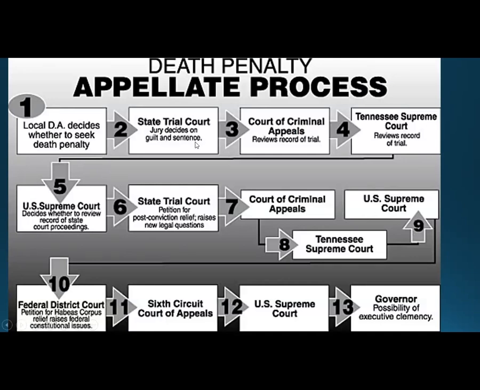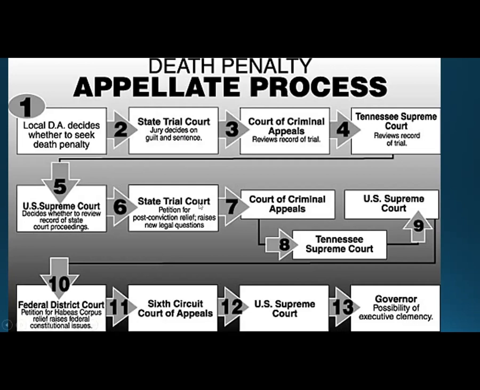So then at the state trial, the jury decides that somebody deserves the death sentence. Then you go to the criminal court of appeals, and they review the record. And if they say the death penalty is good, then it goes to the Tennessee Supreme Court. If they say it's good, then you follow it to the Supreme Court. They decide whether to review the records of the court proceedings.